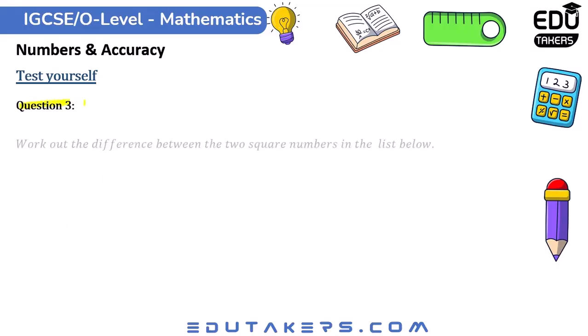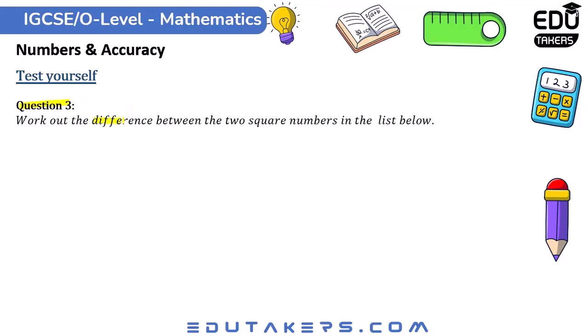Question number 3. Work out the difference between the two square numbers in the list below. Some numbers are given. First of all, you need to find two square numbers. Then you have to find the difference between them. It's a 2-mark question.